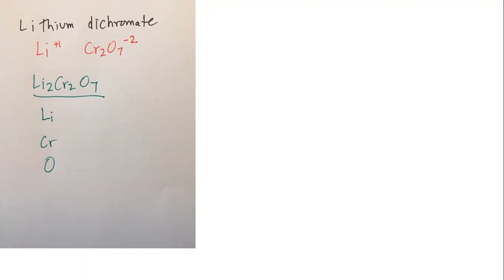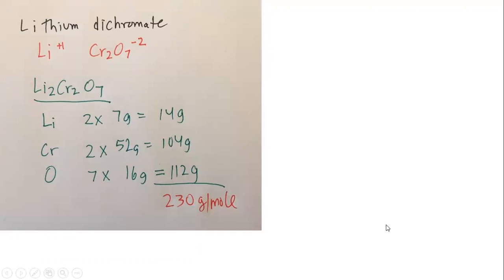And we list all the elements here. We have the lithiums, we have chromiums, and we have oxygens. There's 2 lithiums. Each lithium is 7 grams per mole. We have 2 chromiums. Each chromium is 52 grams per mole. And we have 7 oxygens. Each is 16 grams per mole. We multiply across, then we sum it up. The unit for molar mass is grams per mole, 230 grams per mole.